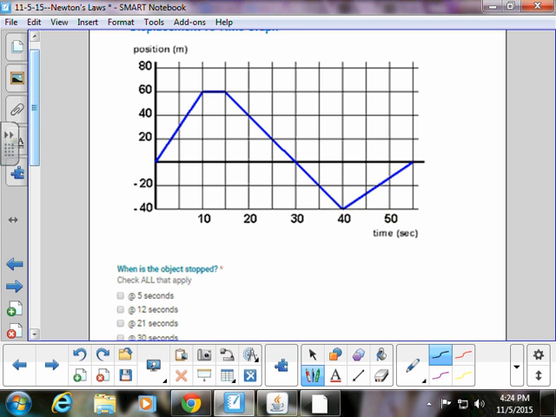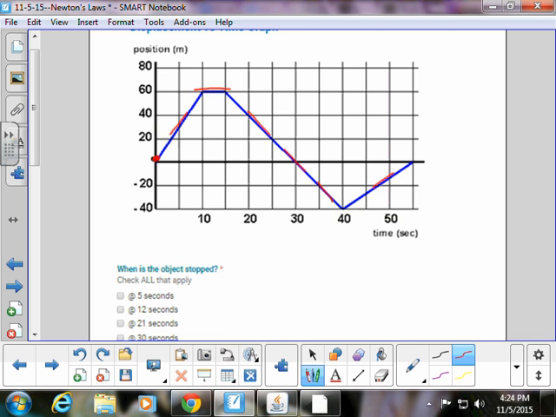This object starts at wherever our measurement tool is, meaning like a ruler or whatever we're calling 0. And then it walks away in the positive direction, and then it stops here, and then goes backwards. And even though it's crossing right here, that doesn't mean it stopped, because we look at the slope. So the slope of this tells us the velocity, which is speed with direction.